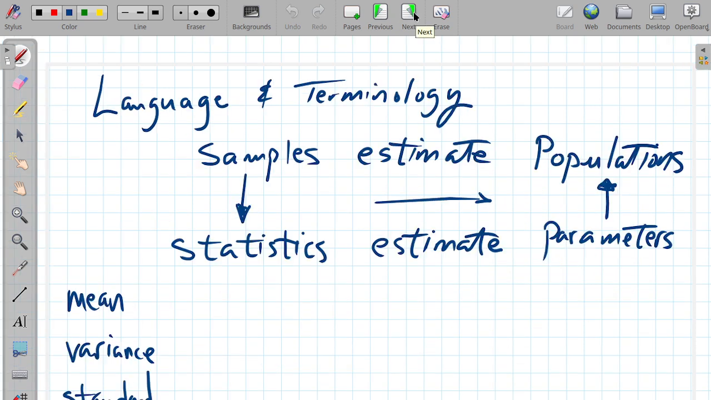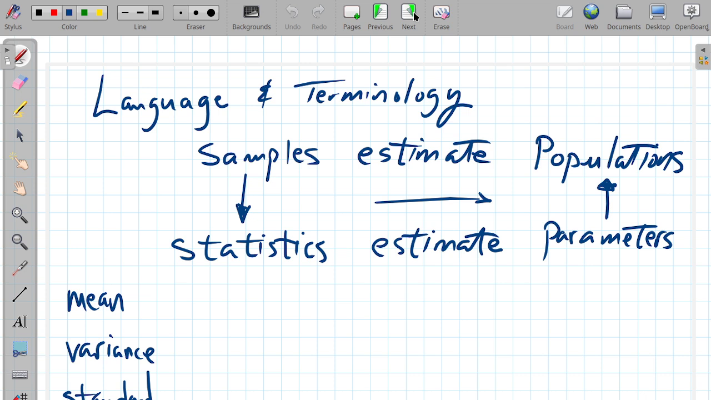Language and terminology. So you already heard some of the language. We're going to get into some of the terminology. I like to get this straightened out right away because oftentimes it's not made clear to students in the first few lectures about how this works. So let's take a look at what I've already got set up here.